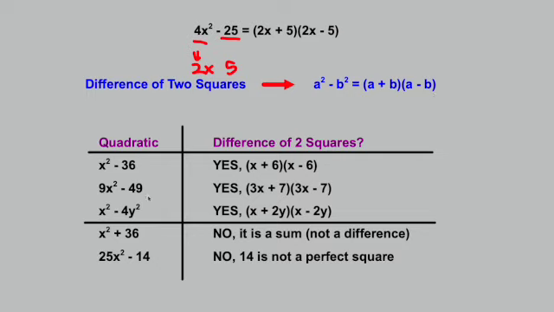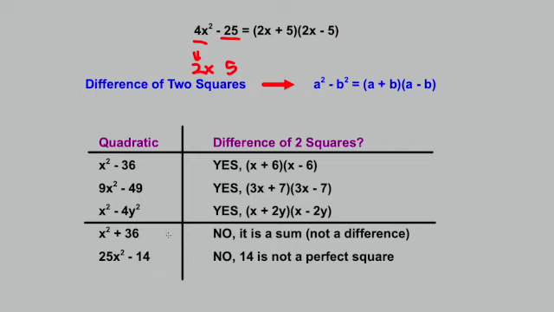Let's take a look at some examples of what works and doesn't work. The first three do work, and that's because they're both perfect squares. For instance, the square root of x squared is x, and the square root of 36 is 6. So you can factor it quickly into (x plus 6)(x minus 6). You don't need the box and diamond problem, you just know what it's going to be. Same thing on the second one. The square root of that is 3x, the square root of this is 7, so it's going to be (3x plus 7)(3x minus 7). On the third one, the square root of x squared is x, and the square root of this is going to be 2y, so (x plus 2y)(x minus 2y).